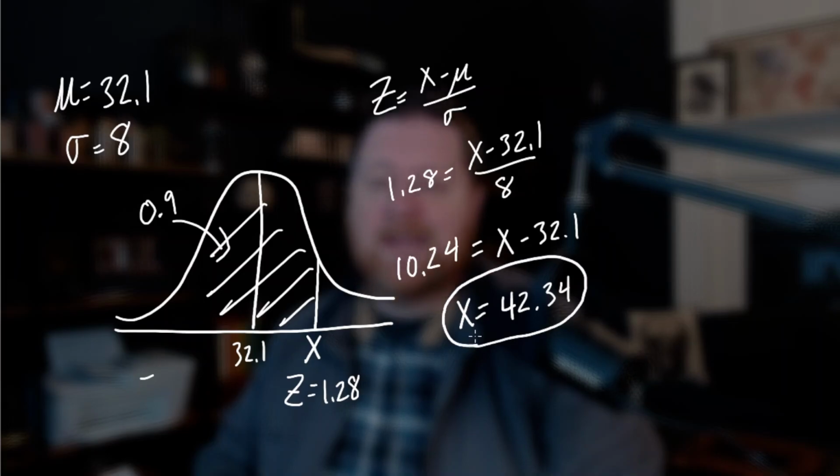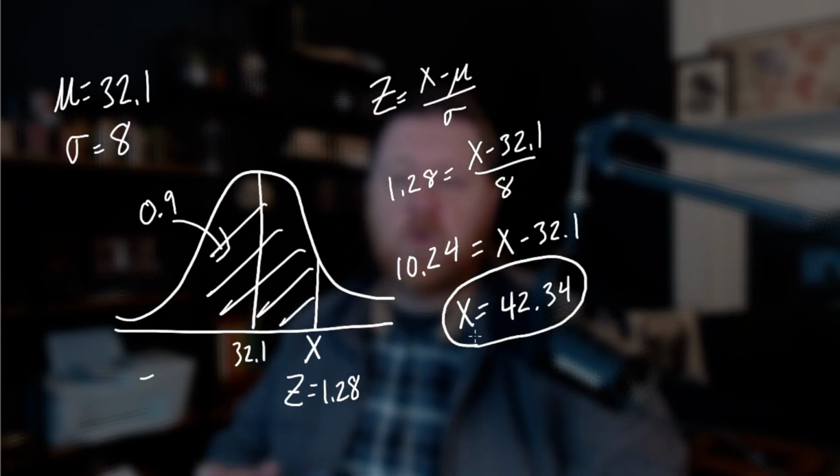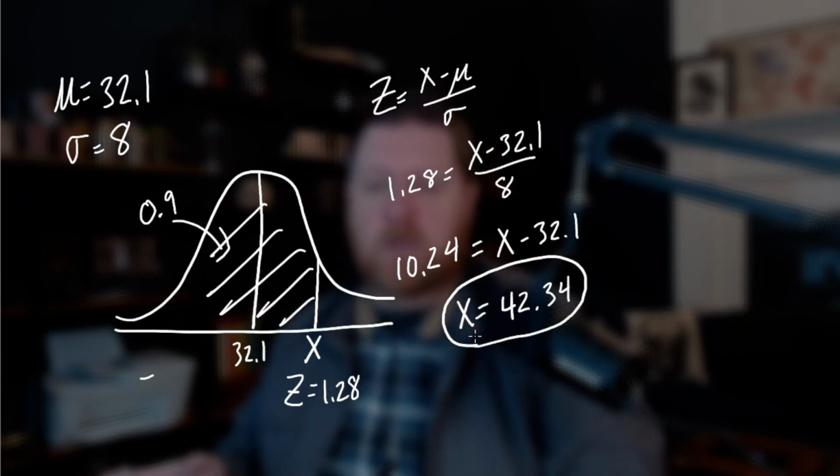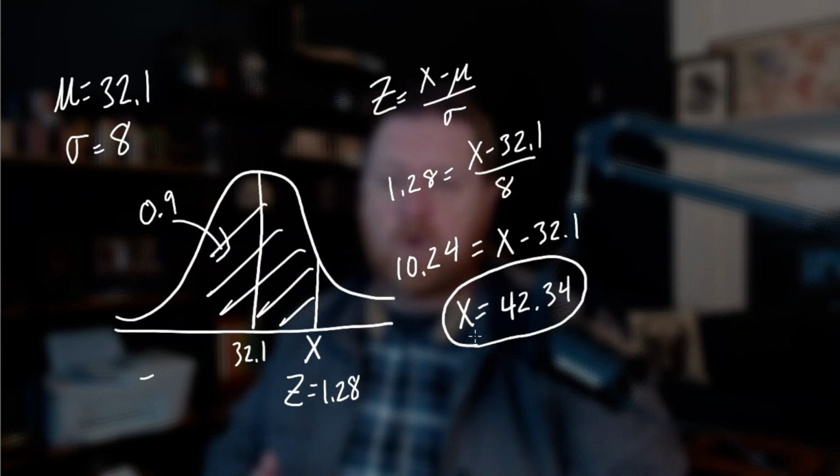So 90% of people in Spain consumed less than 42.34 gallons of water. Okay, so the only way this problem differed from the previous one, so we had a different x. Well, yes, we have a different x because we have a different mu and a different sigma. Okay, so let's go in and let's work another problem.